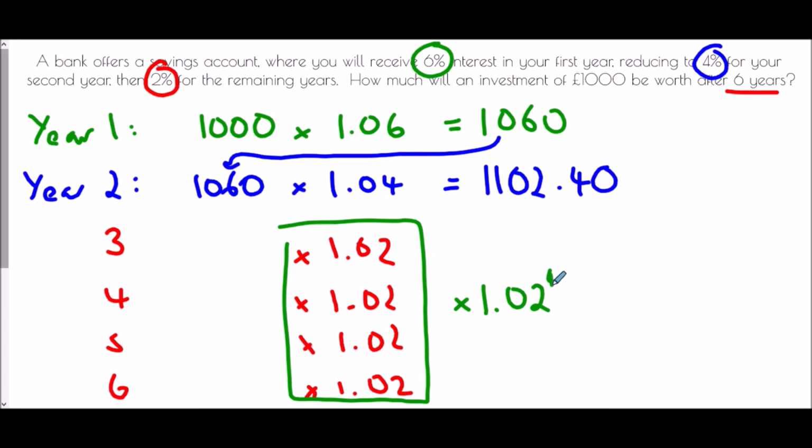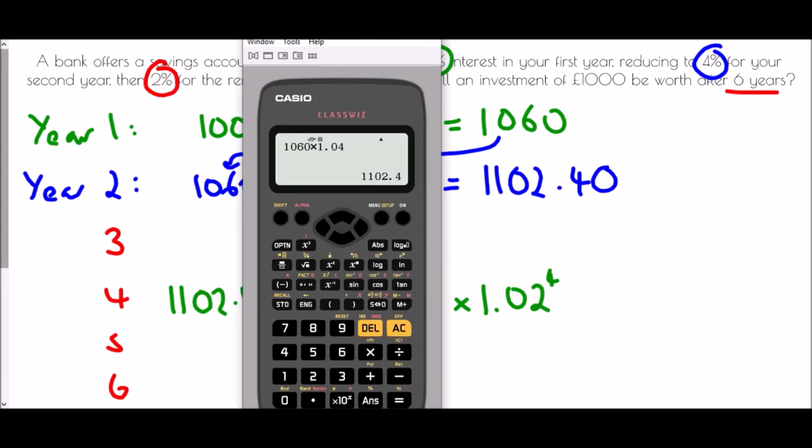There is our compound interest, because we're using the same percentage increase over and over again. And so all I'm going to do is take that original amount from the end of year 2 multiplied by 1.02 to the power of 4. And so times 1.02 to the power of 4, and that gives me £1,193.27.